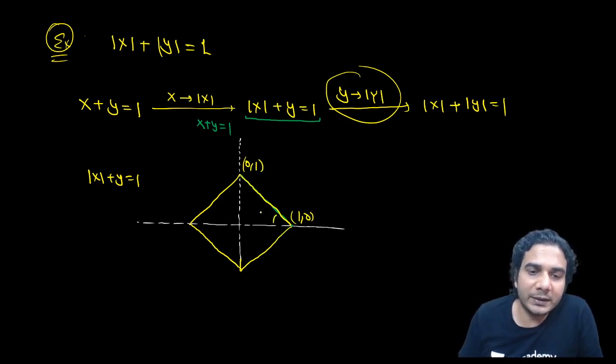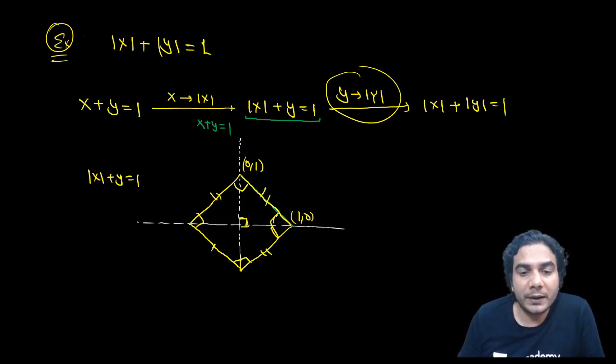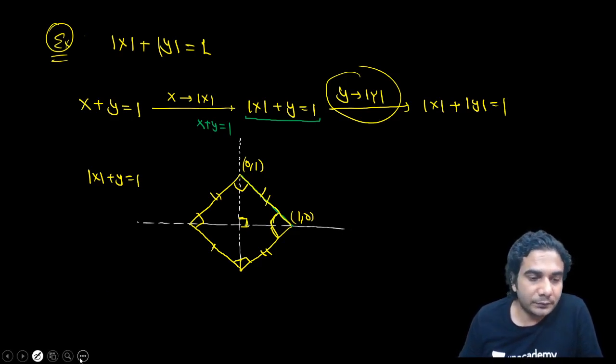So it's a square, right? Because this is 45 degrees, so 45, 45, 90. So all these angles are 90, 90, 90, 90, and all four sides are equal. So obviously it's a square as well as a rhombus. Rhombus already was there for any angle, whether it was 45 or some other angle. This will always be a rhombus, but it's a square also.